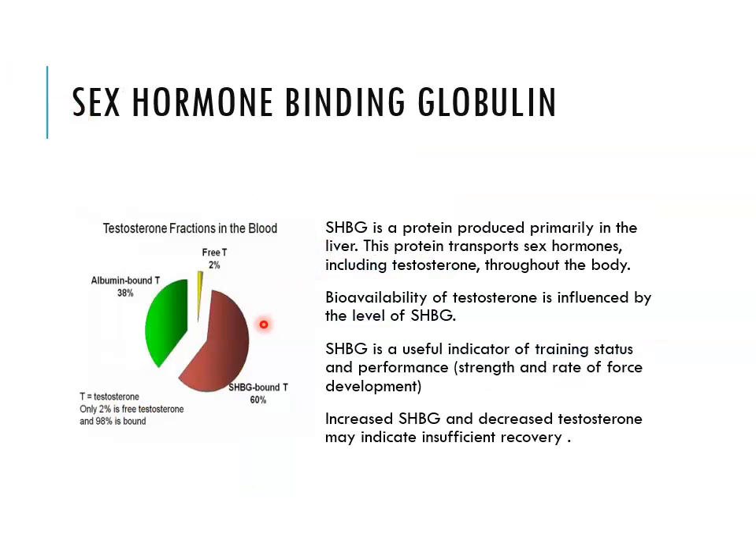SHBG is a protein produced primarily in the liver, and this protein transports sex hormones including testosterone throughout the body. In our body, major amount of testosterone is bound to SHBG. Very less amount is in free form. Bioavailability of testosterone is influenced by the level of SHBG. When SHBG levels increase, very less amount of testosterone is left free. So, SHBG is a useful indicator of training status and performance. Increased SHBG and decreased testosterone may indicate insufficient recovery in athletes.